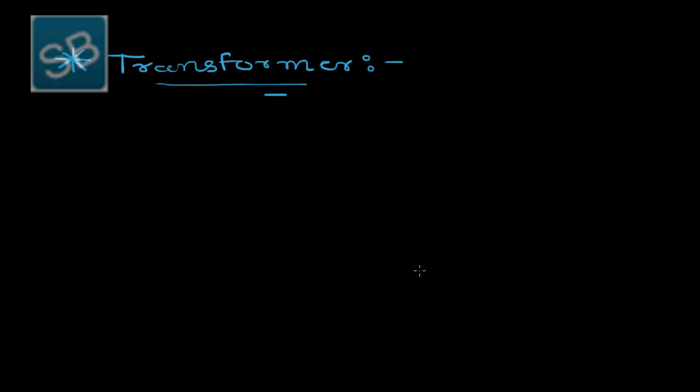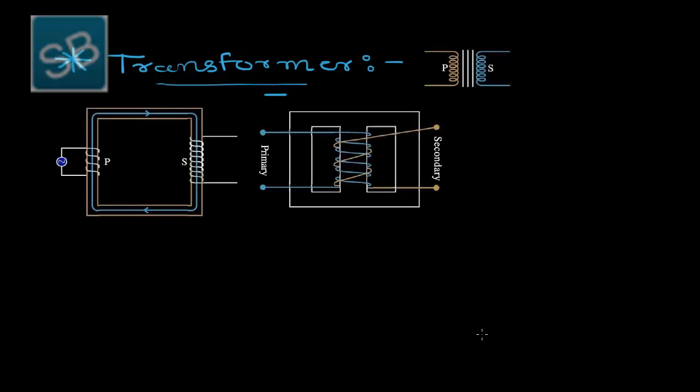Let's start some analysis on the theory of transformer, but before that I am giving you the structural arrangement of it. So here the arrangement is shown. This is the rectangular arm made up of iron core. This is the primary coil which is connected with the AC source, and here is the secondary coil. It is not shown over here that it is connected with the load resistance, but it is connected at present to an infinite load resistance, that means an open circuit.